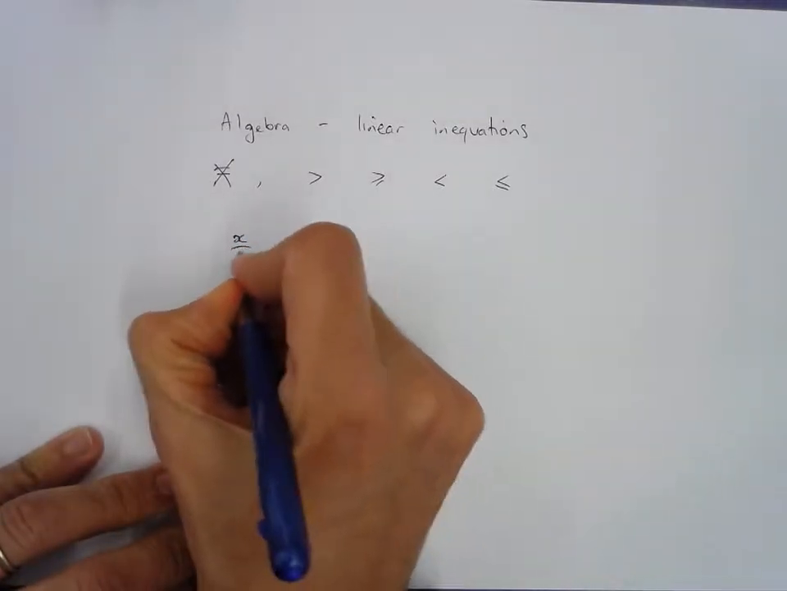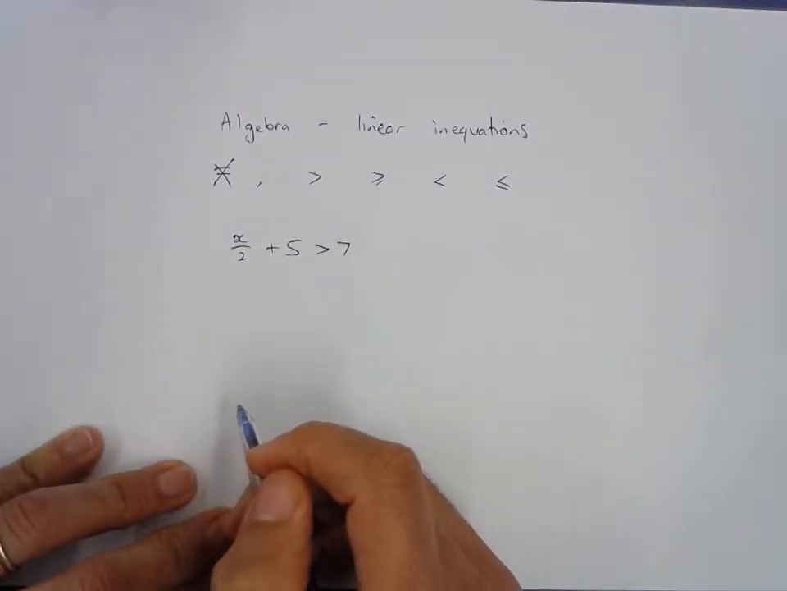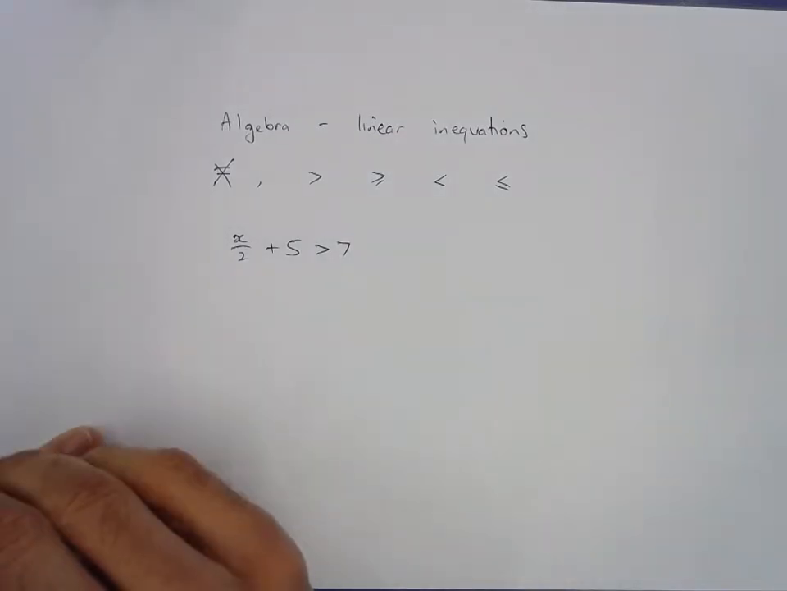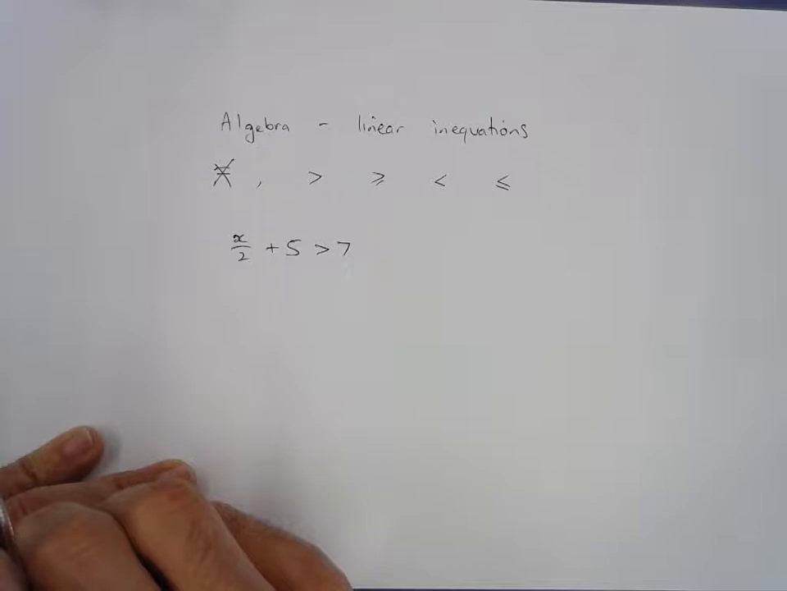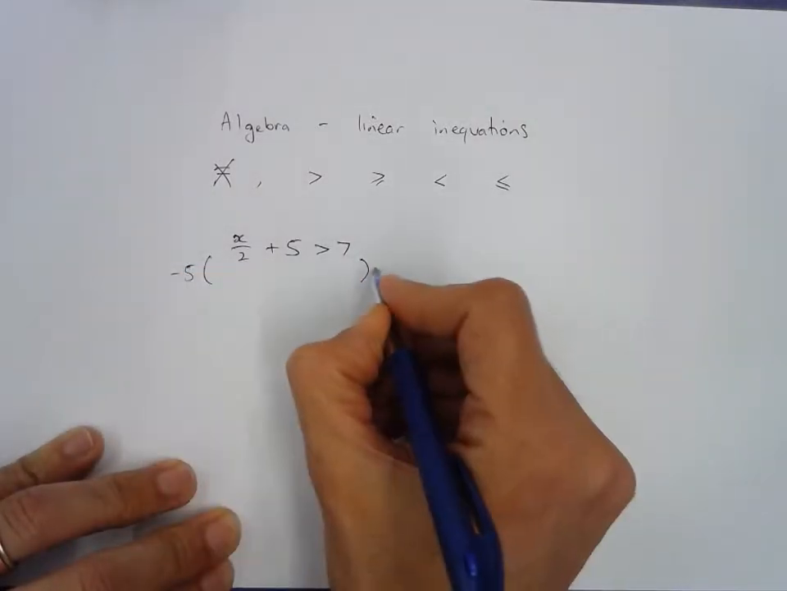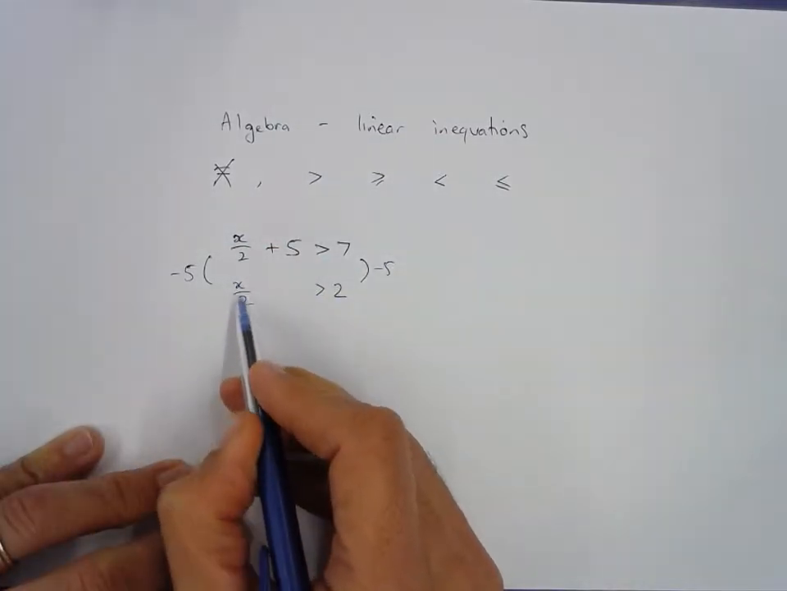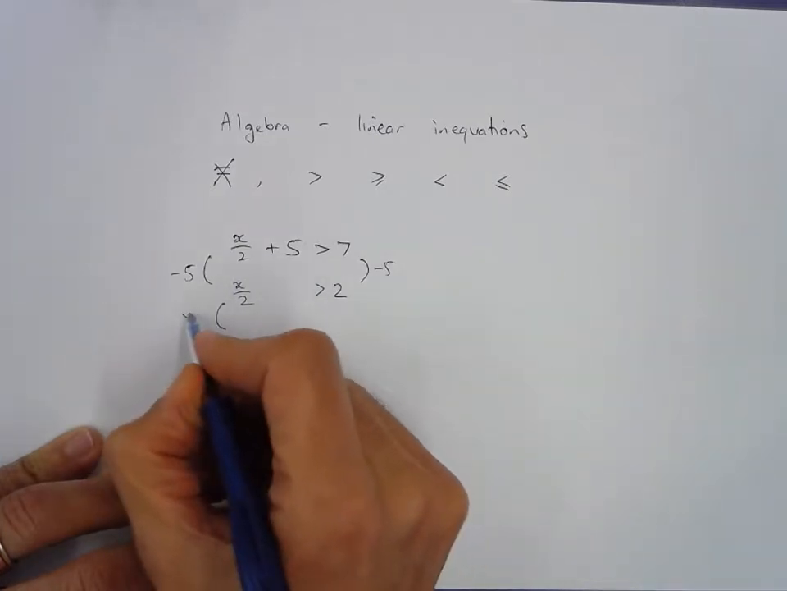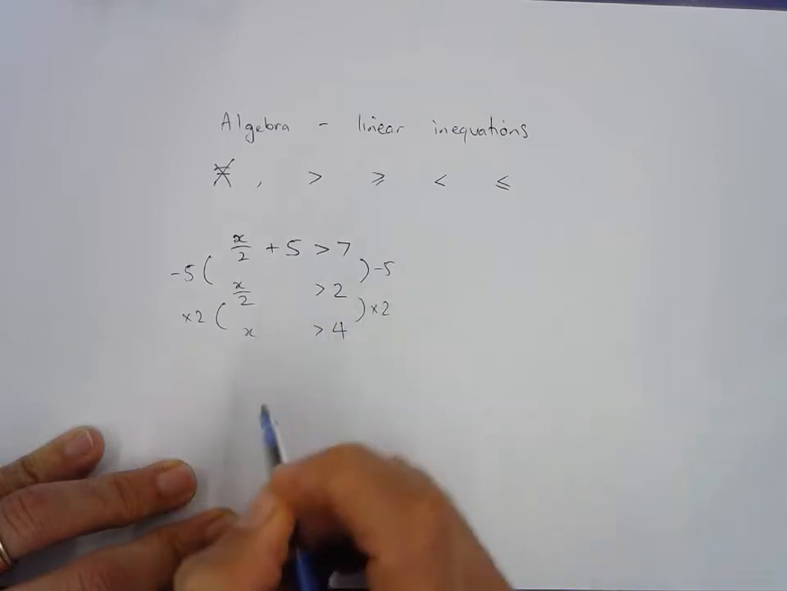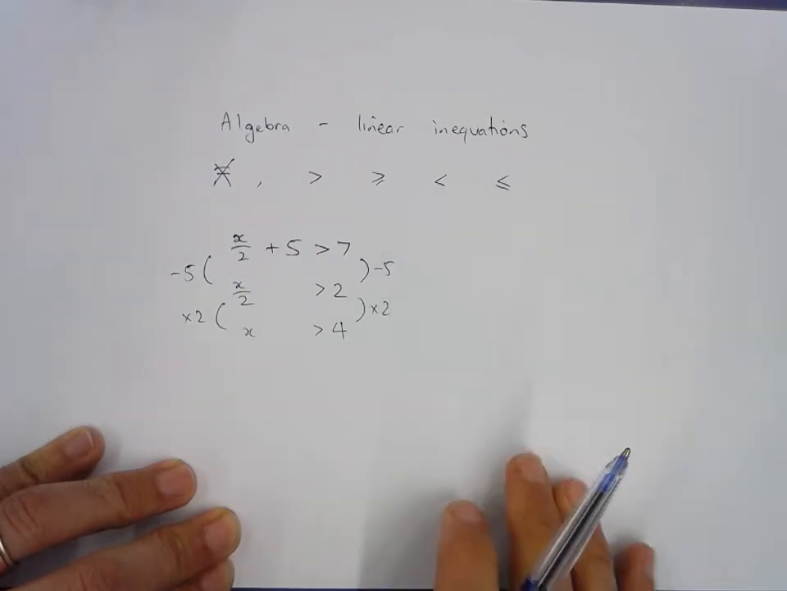For this example, x over 2 plus 5 is greater than 7. If we take the same style of steps we take for linear equations and do the same to both sides, we'll be able to get through to an inequality involving just x. So here, if I take 5 off both sides, I get x over 2 is greater than 2. X over 2 is greater than 2, so I want to multiply both sides by 2, giving me x is greater than 4. Now note how I've tried to line up my inequalities and show my working with each step.